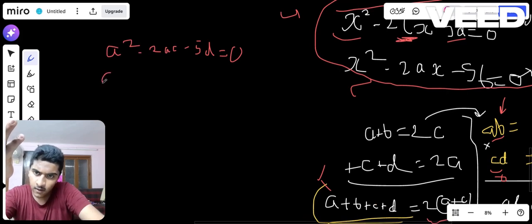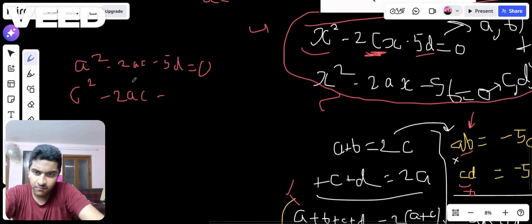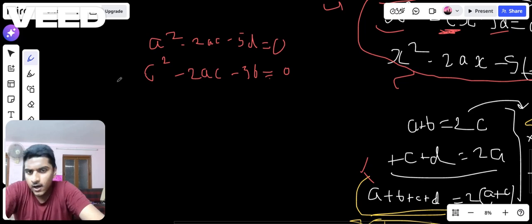c square minus 2ac, again the 2ac term, right? Minus 2ac minus 5 minus 5b equal to 0, right? Of course, no issues up to that. Now can you see? Maybe just add them up, I guess.